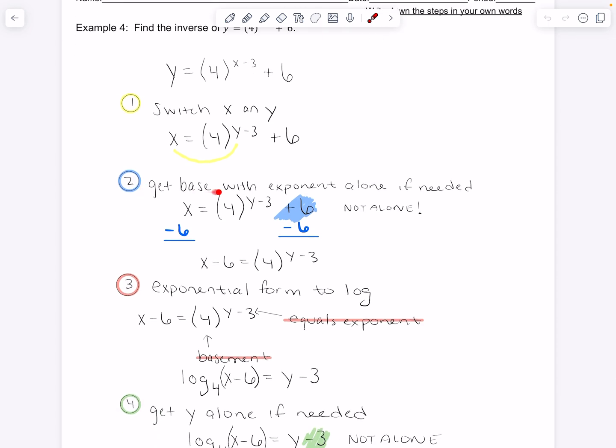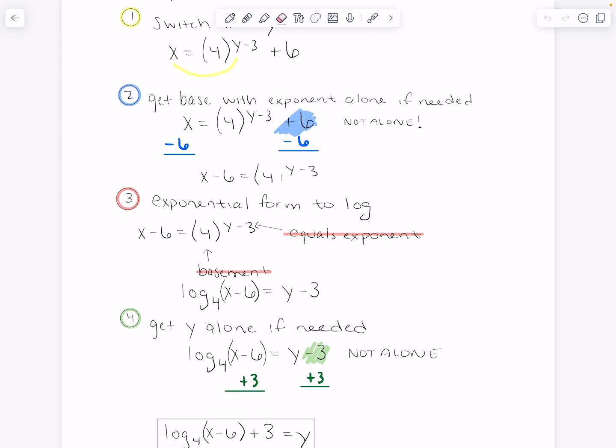Step 2, get your base with the exponent alone if needed. So this 4 is my base, the y minus 3 is my exponent. This term right here is not alone because I have a plus 6 here. So I need to get rid of this plus 6. So I'm going to subtract, because that's the opposite of plus, on both sides. So minus 6, minus 6. These 6's cancel out. Again, these are not the same type of term, so I can't combine it to 1. I keep it separate. x minus 6 equals 4 raised to the y minus 3.